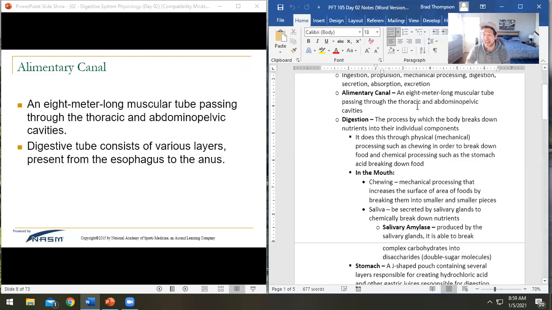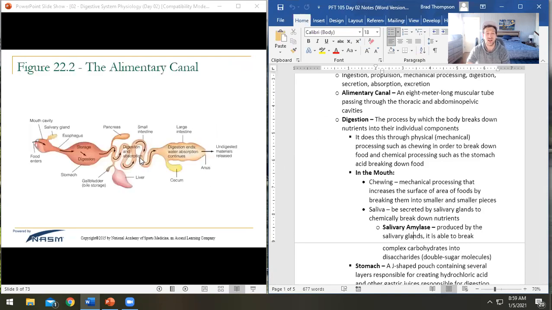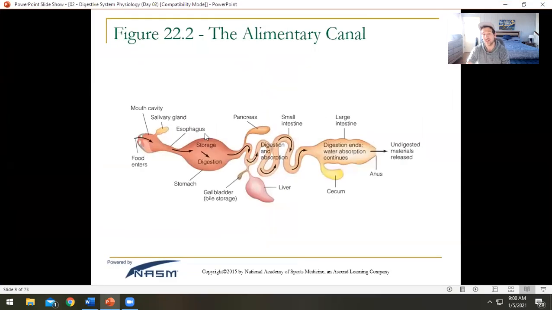So the alimentary canal, like I said, is an 8-meter long muscular tube, right? And it's got all kinds of different little pieces. So here's kind of an interesting way to lay that out. If this would be your mouth, it would travel down, there's your saliva glands. It would travel down your throat into your stomach, and then it would travel through your small intestine. Then it would get to the large intestine, and then it would get out of the body, right? It would make its exit.